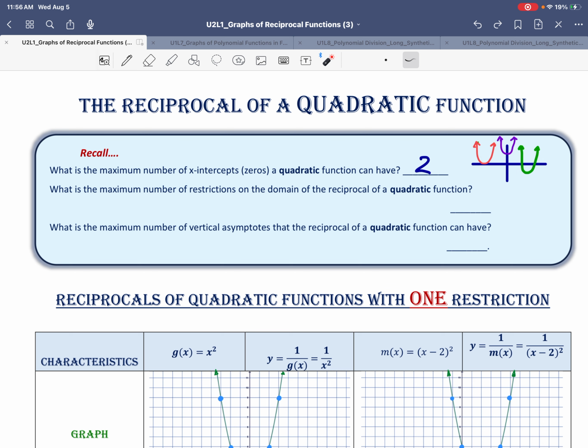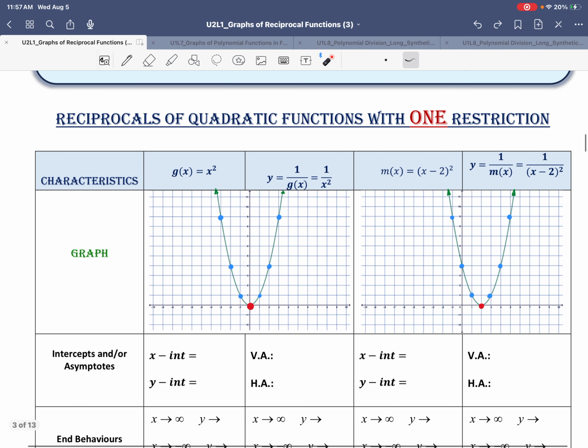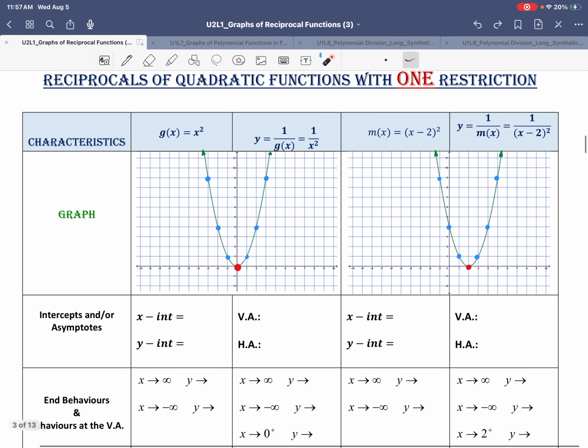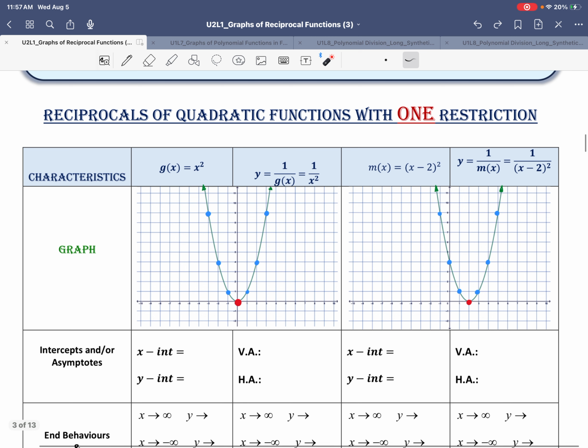So the maximum number of restrictions would also be equal to 2. A quadratic function reciprocal will have a maximum of 2 restrictions, or 1 restriction, or no restrictions. So the maximum number of vertical asymptotes will be 2, but it can also be 1 or no vertical asymptote. So let's begin with the reciprocals of a quadratic function with 1 restriction.